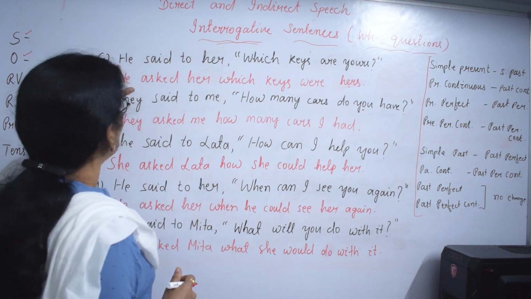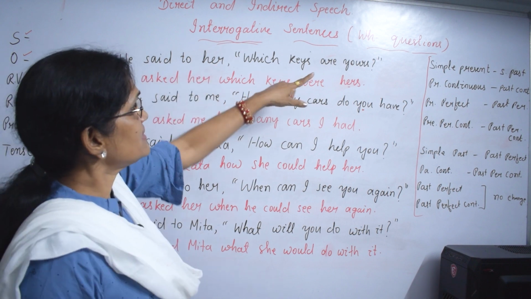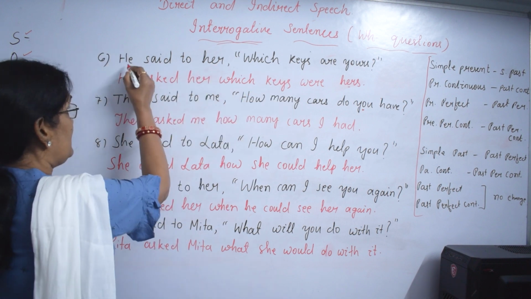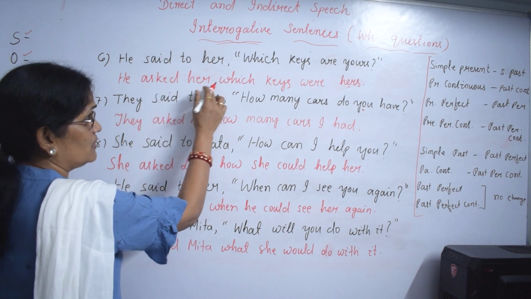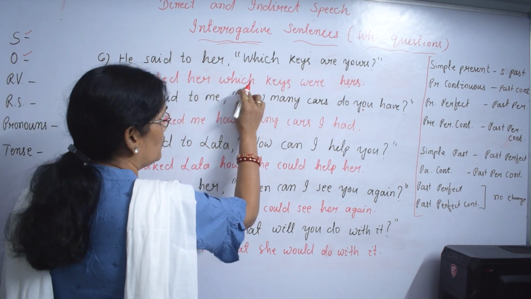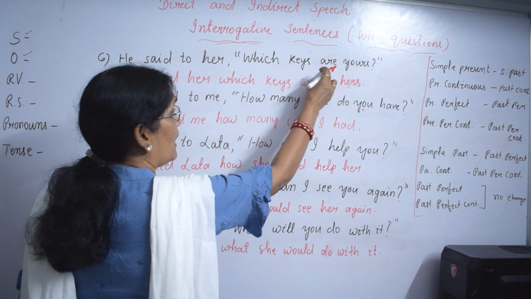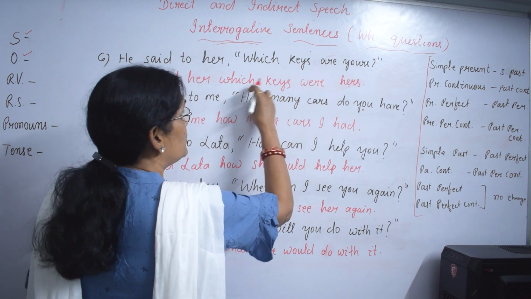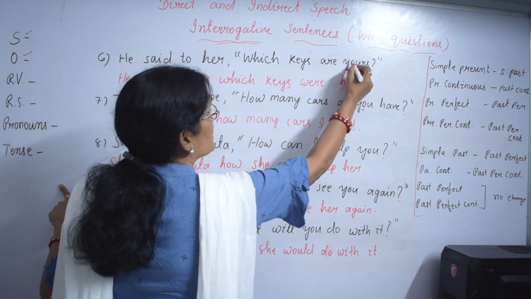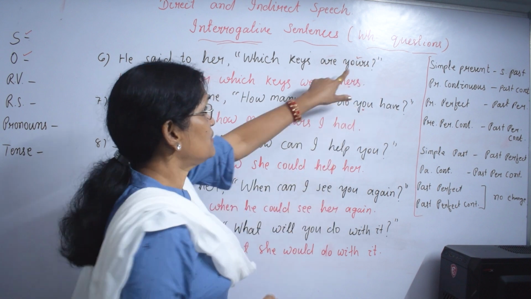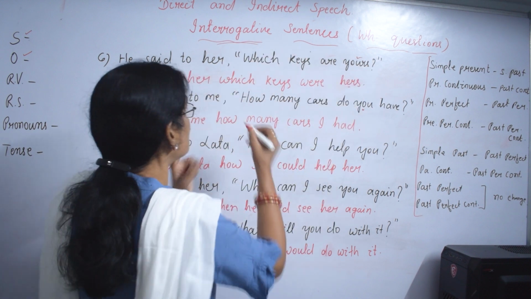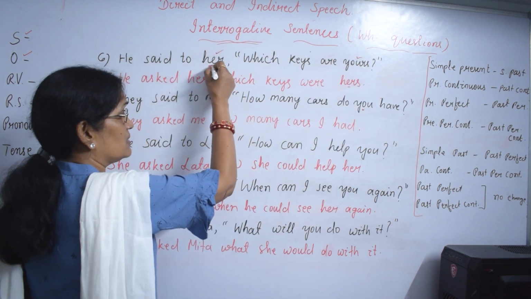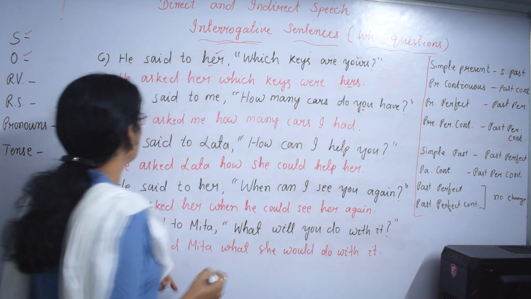Next. He said to her, which keys are yours? He asked her, which keys? Will be written which keys or will be where. Which keys were hers. Yours is second person possessive pronoun. Will be changed as per object, her. So it will be hers.